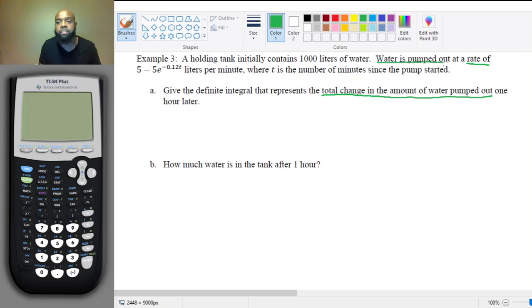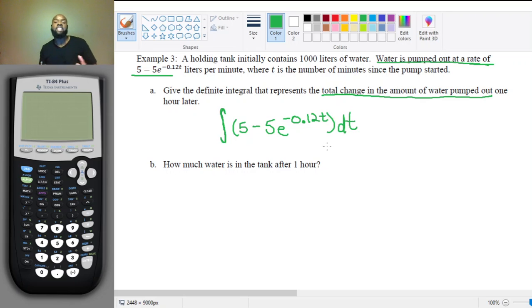It says water is being pumped out at a rate of, and I have this function here. It is a function of t. So I know for me to get the total change, I'm going to do the integral, and I'm going to write my function. Now, I'm not going to say f of t. I'm going to actually put the formula in for the function like we've seen before, right? And I just have to make sure that I have my limits of integration.